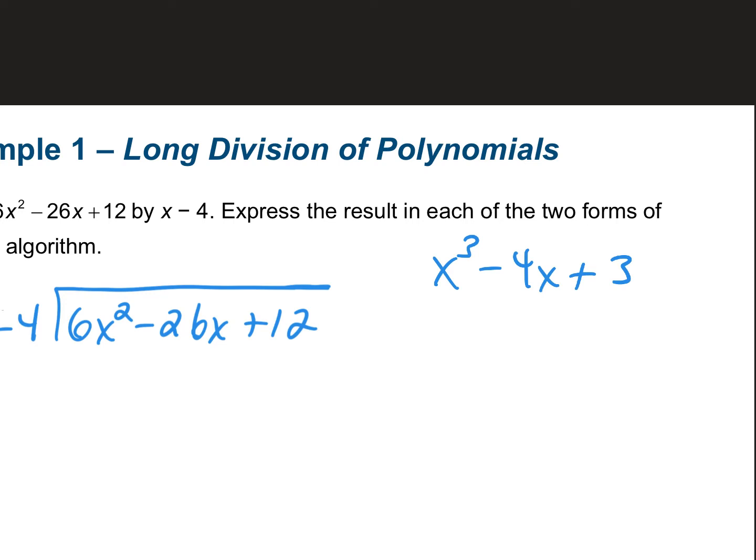X squared, right? So I would have to rewrite this as x cubed plus or minus, it doesn't matter, 0x squared minus 4x plus 3. You have to have a placeholder, just like you did in normal long division. You have to have a placeholder. It can be plus or minus the 0. It doesn't matter. But you have to have the placeholders. Everybody understand? Yeah. So when I say to you, are there any gaps? You just have to make sure that starting with the highest exponent, everything below it is represented.